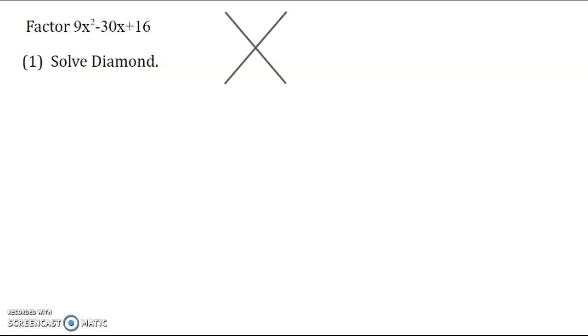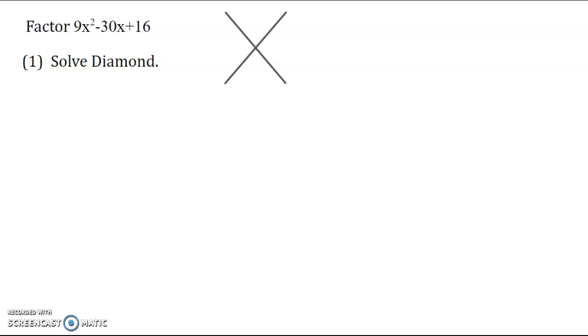So now I'm going to go through factoring by grouping, and you can do this alongside of me. Okay, so if you're trying to factor 9x squared minus 30x plus 16, we need to first set up this diamond and then solve it.